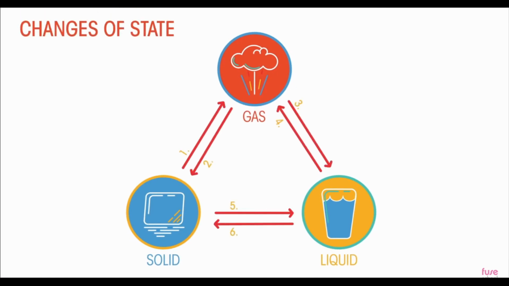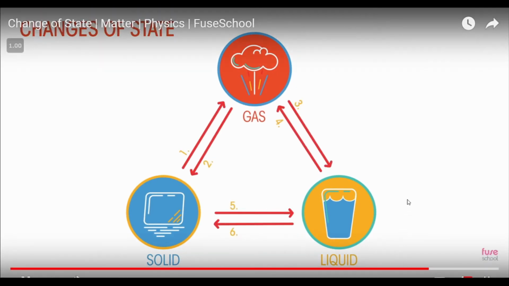Let's check out how much you remember about the changes of state. Pause the video and fill in the blanks. Alright, let's go with this one and see. So solid directly to gas. Okay, so that one would have been sublimation, right? And the opposite of that, that's 2. When we change it back from gas to solid, that's deposition.